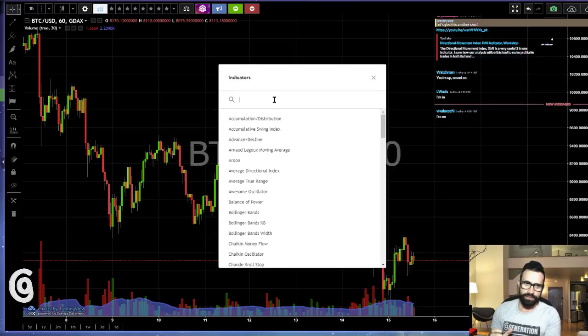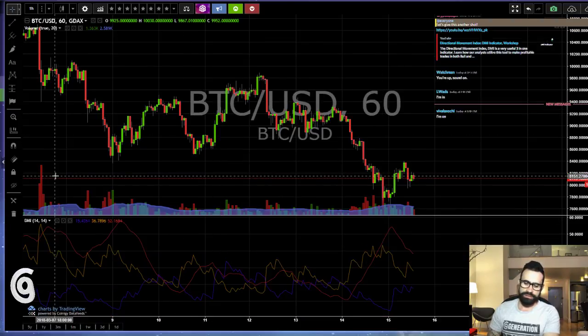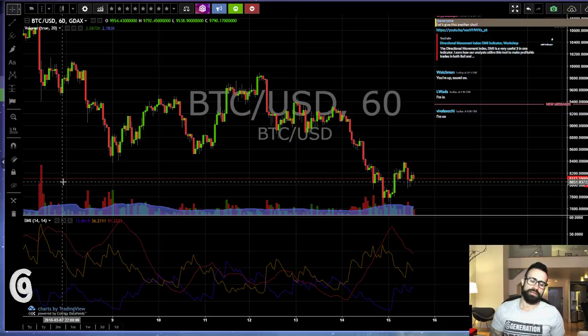So to set up our DMI, you're just going to go into your indicators and type in DMI, which is a directional movement index. The index contains a set of 3 momentum oscillators. They're not quite like a normal oscillator like an RSI, which is going to go into overbought, oversold. They're more of a directional indicator as opposed to an oscillator.